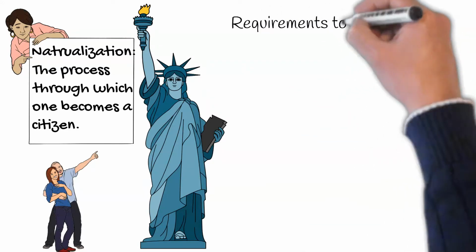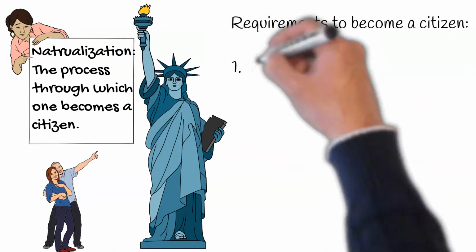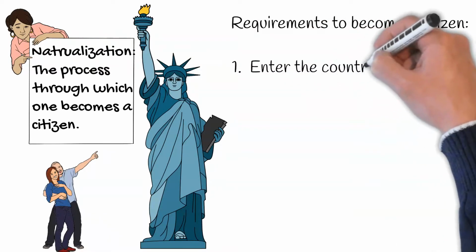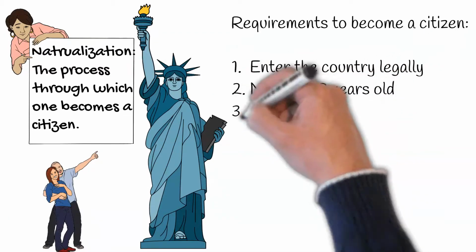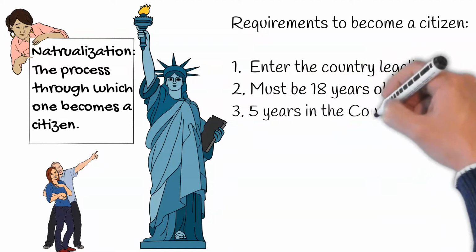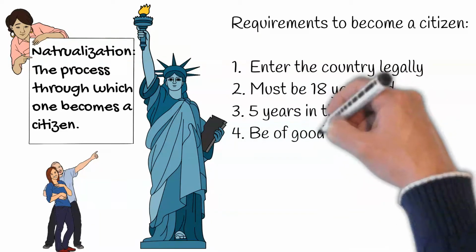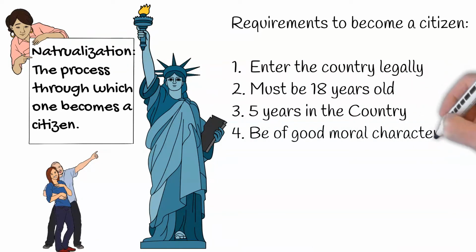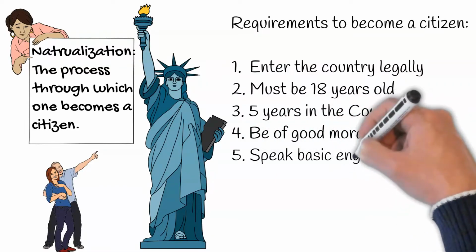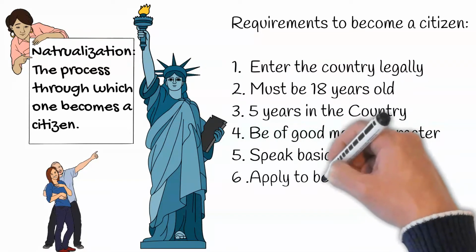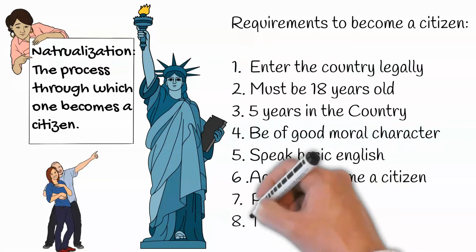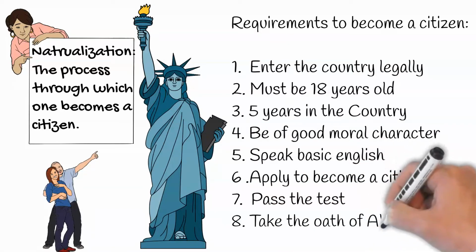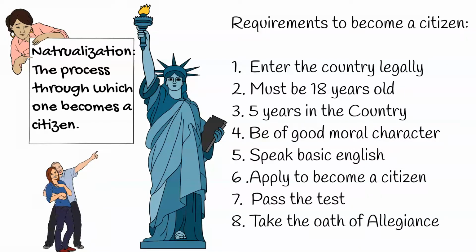There are certain requirements that immigrants must fulfill in order to go through the naturalization process. Here are the requirements to become a citizen. 1. You must enter the country legally. 2. You must be at least 18 years old. 3. You must be in the country for at least 5 years. 4. You must be of good moral character. 5. You must speak basic English. 6. You must apply to become a citizen. 7. Pass the test, which is usually a civics test. And 8. Finally, you take the oath of allegiance. You walk into a room, you take the oath, and when you walk out of the room, you are now a US citizen.